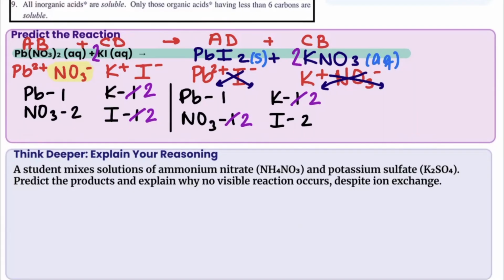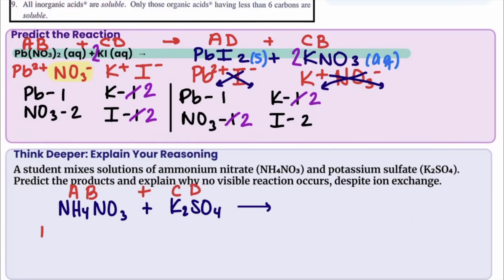Okay, the first thing you're going to do is write your reactants, and they give them to you. They give you NH4NO3, and that's going to react with K2SO4, potassium sulfate. Write the arrow, because you're trying to see what it produces. You're predicting the products. And right off the bat, I recognize this as a double replacement, where my A is my ammonium ion, my B is my nitrate, my C is my potassium, and my D is my sulfate.